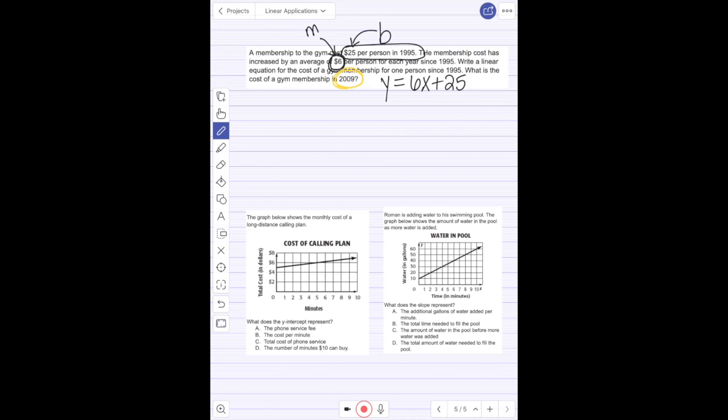Well, in 2009, I'm not going to plug in 2009 because plugging in 2009 is like plugging in 2009 years. We're not calculating 2009 years. What we are calculating is how many years since 1995. So we need to find the difference. If we take 2009 and subtract 1995, we have a 14-year difference that we're trying to calculate. Okay, so x is years and y is going to tell us how much the membership is. So we're going to take our problem, and where x is, we're going to plug in 14 because we're calculating 14 years.